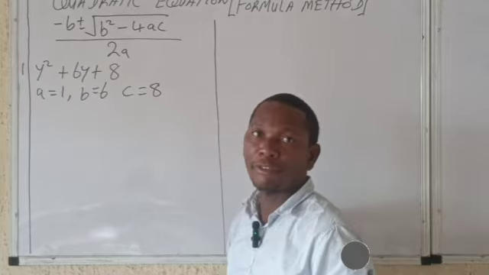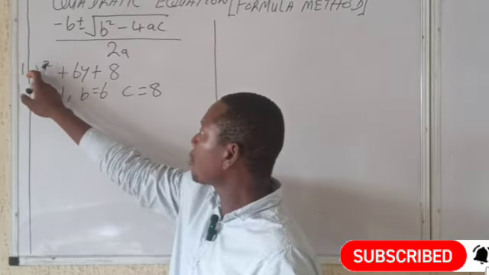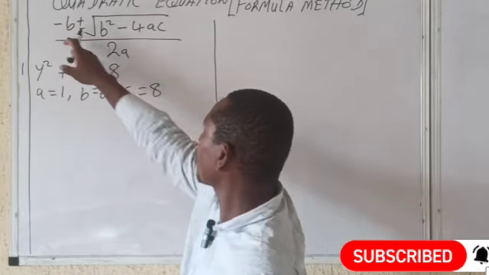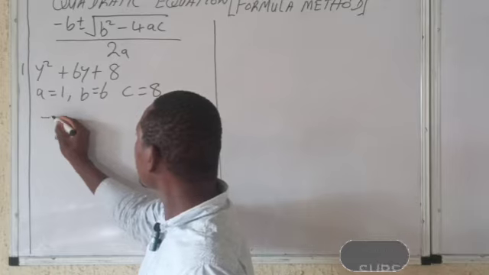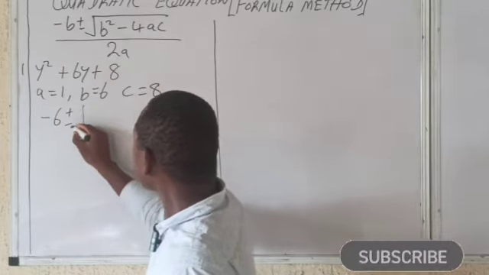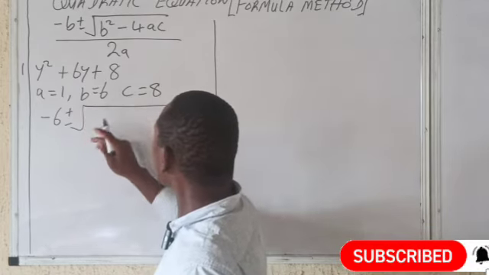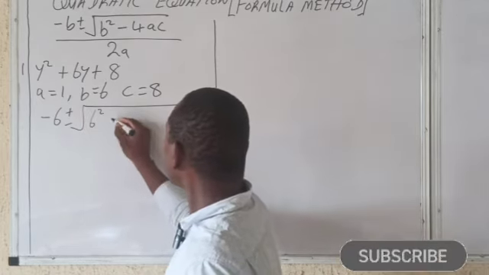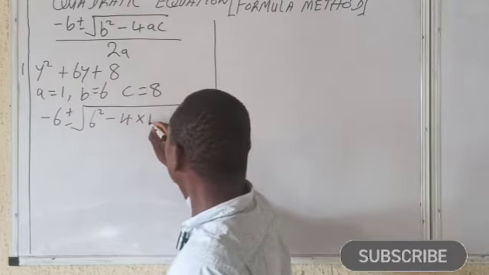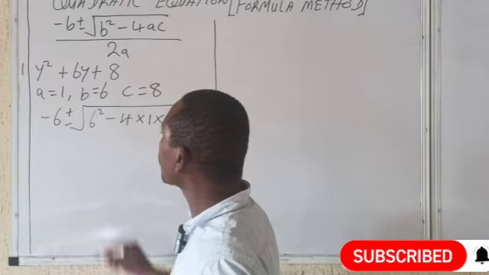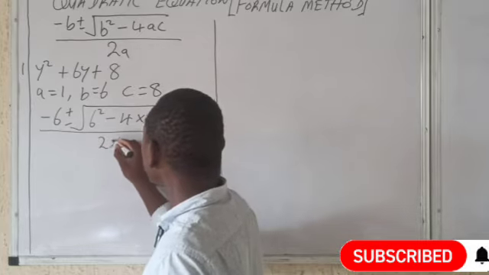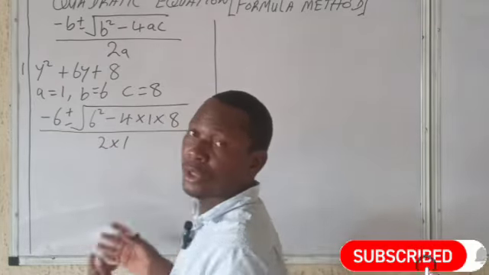So apply your formula. There's an invisible one here, so a is 1. b is 6. And c is 8. So just apply it to this formula. So minus b. What is b? b is 6, so minus 6 plus or minus the square root of b squared. What is b again? 6 squared minus 4 times a, which is 1, times c, which is 8, all over 2a, 2 times 1. So let's just do our normal operation.